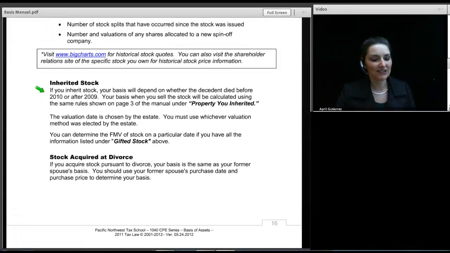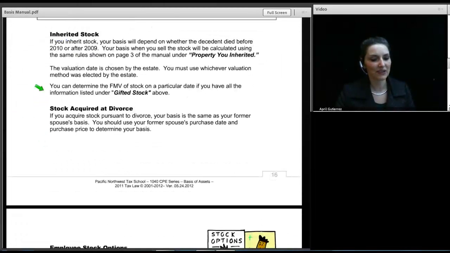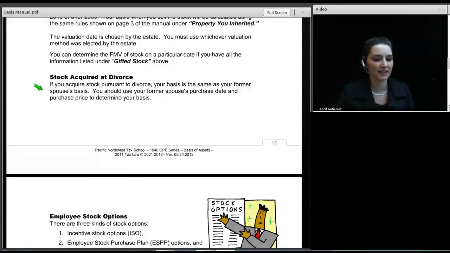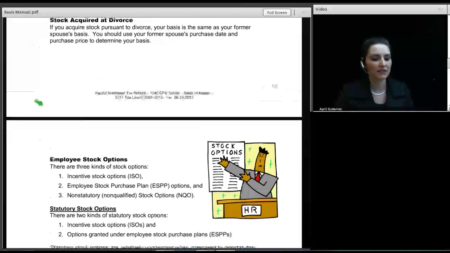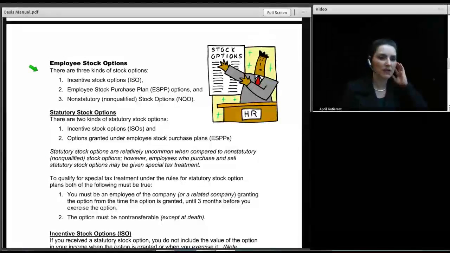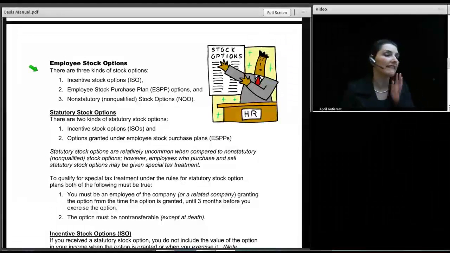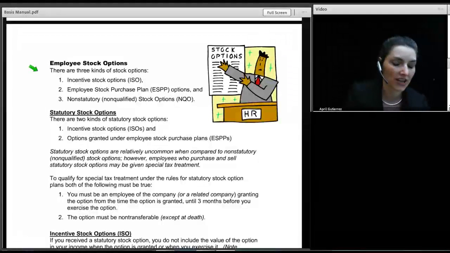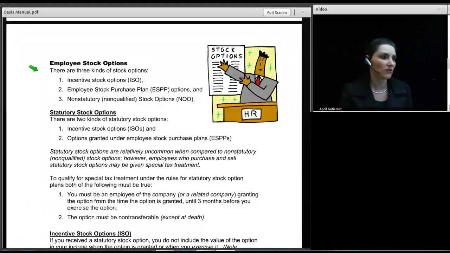So we talked about inherited stock already. Let's move on to stock acquired at divorce. If you acquire stock pursuant to divorce, your basis is the same as your former spouse's basis, and you should use your former spouse's purchase date and purchase price to determine your basis. Now really, again, when there's a divorce situation, there should be this transfer of information, and sometimes it's not so easy to get that, especially if it was a really ugly, nasty divorce where no one's speaking to each other. It can be a challenge. It can also go quite smoothly.